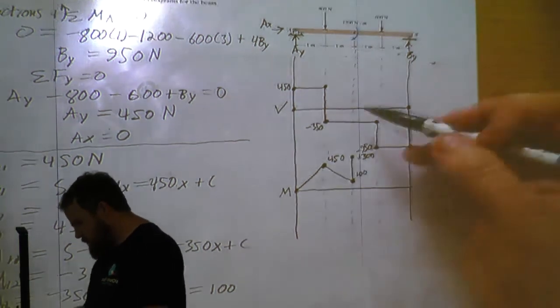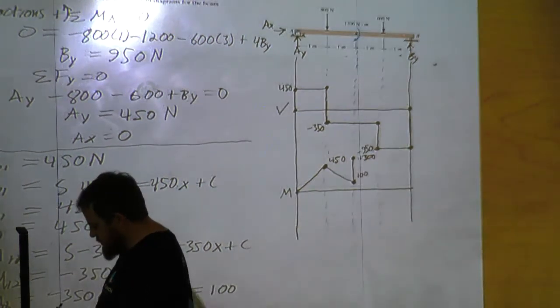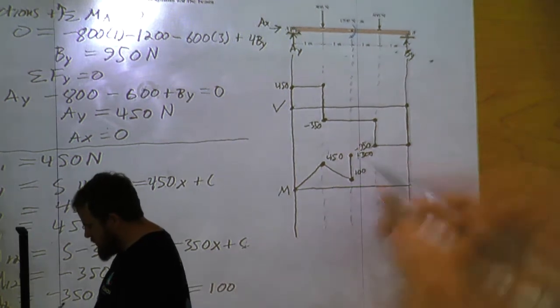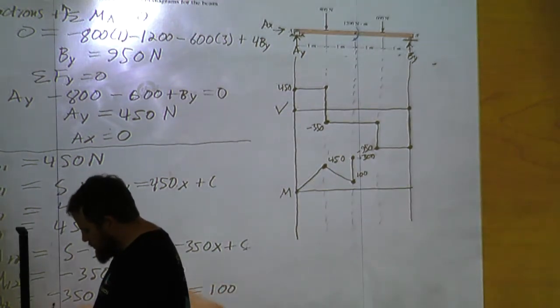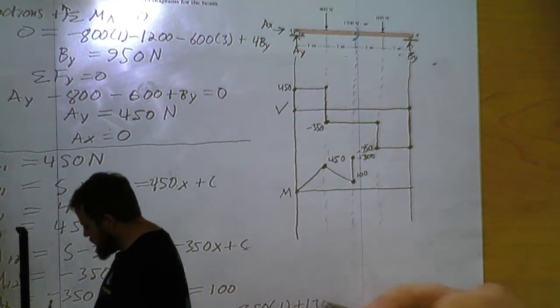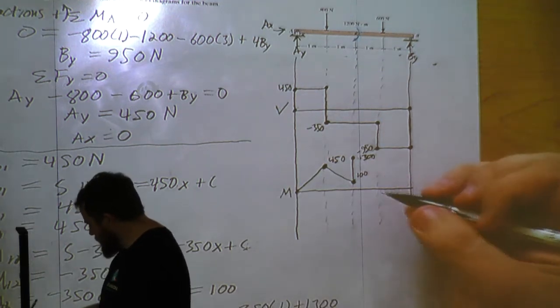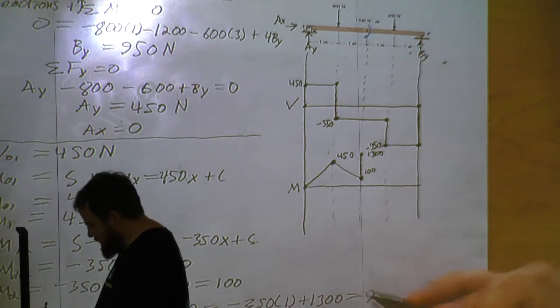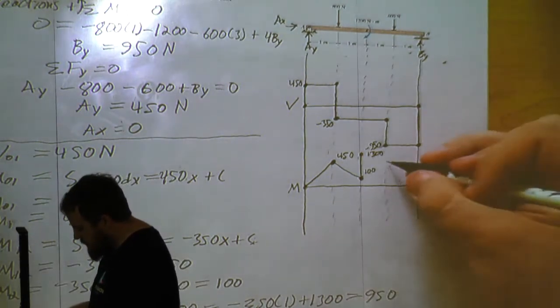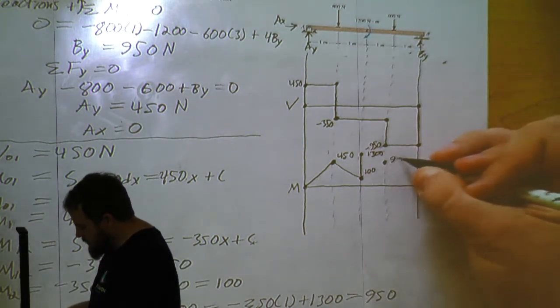Okay. Again, I'm just going to use the same equation, but our new c is going to be 1300. So moment 3 to 4 is negative 350 x plus 1300. And then I'm going to plug in 1 times 1 plus 1300. And that's going to give us 950. So that's our new point here.